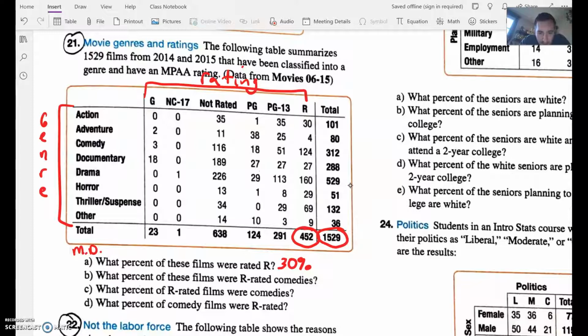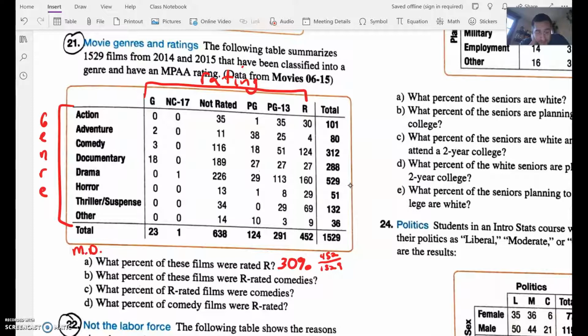So that was 452 divided by 1529. Okay, that was a marginal distribution question. We were hanging out in the margins. Next one. What percent of these films were R-rated comedies? R-rated comedies.